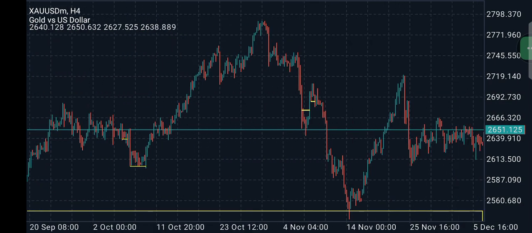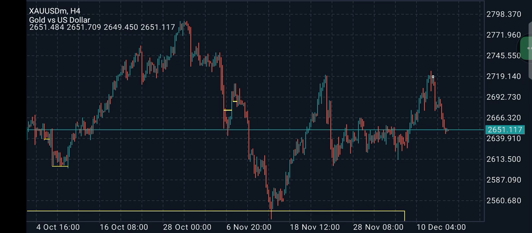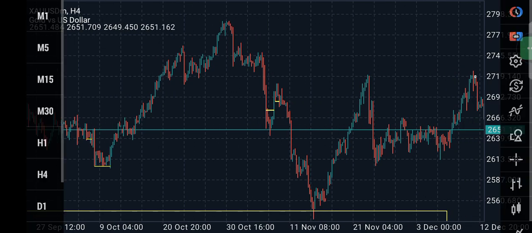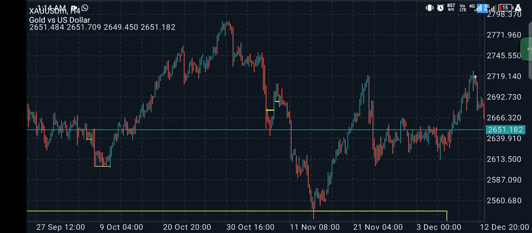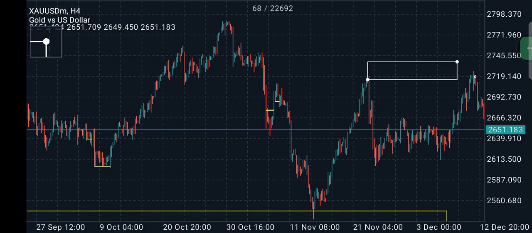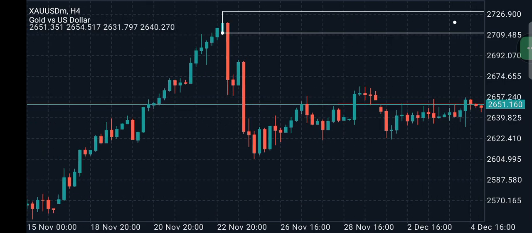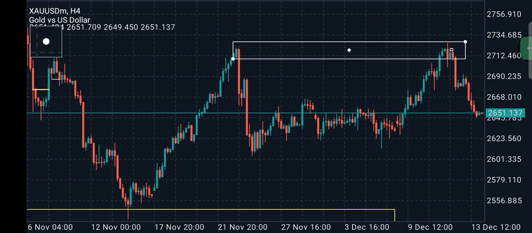Let's just say I go to this level here, this order block here. This is a point of interest here. This order block here, this is a point of interest. Now you can see that this is a higher time frame point of interest.